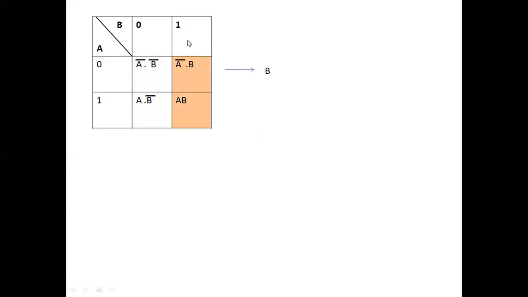Next, if this column got selected, the column value is equal to 1. If these two terms are given, then it is A bar B plus A B. If you take B common out, it is A plus A bar, isn't it? Then A plus A bar is equal to 1. Then this group solution is going to be 1 again.